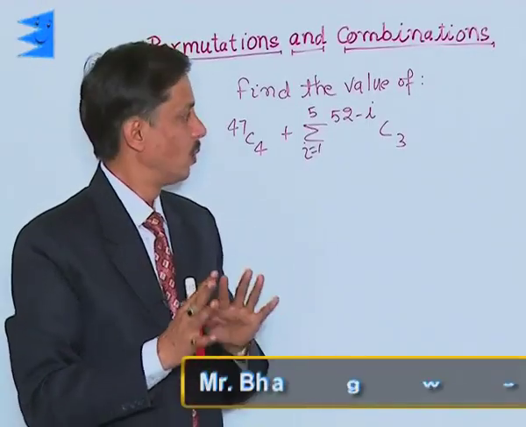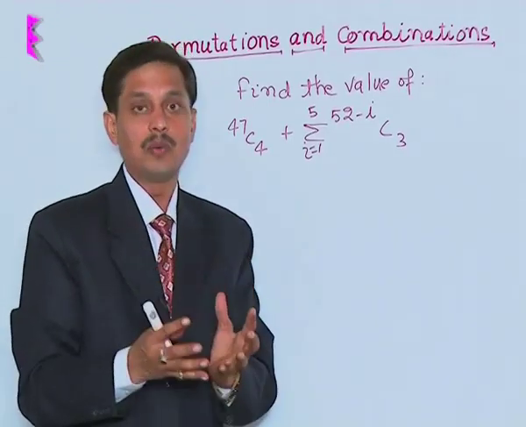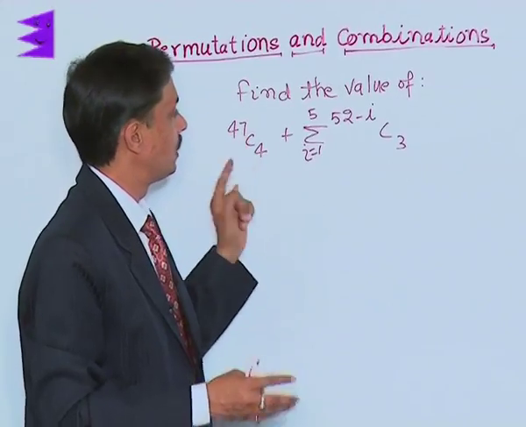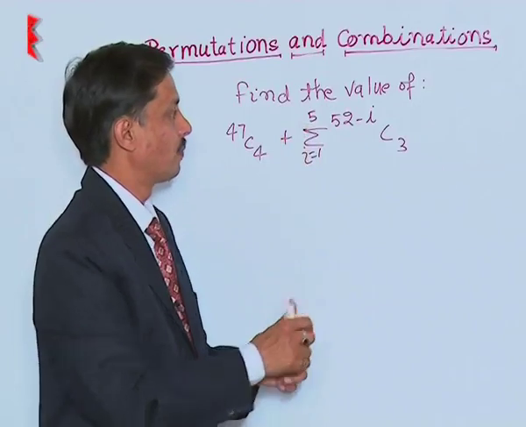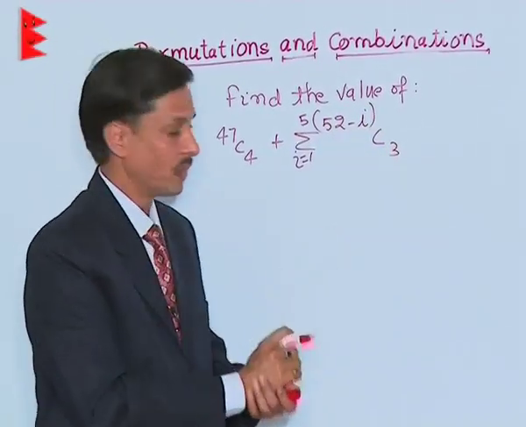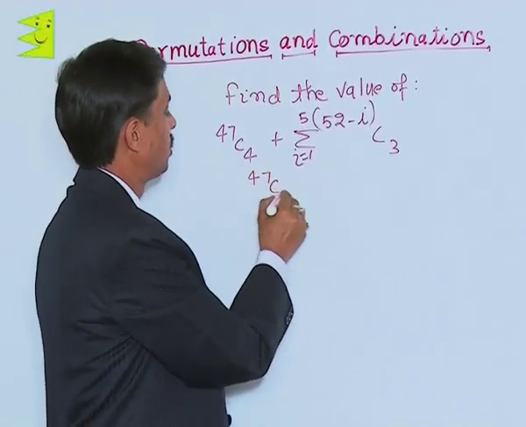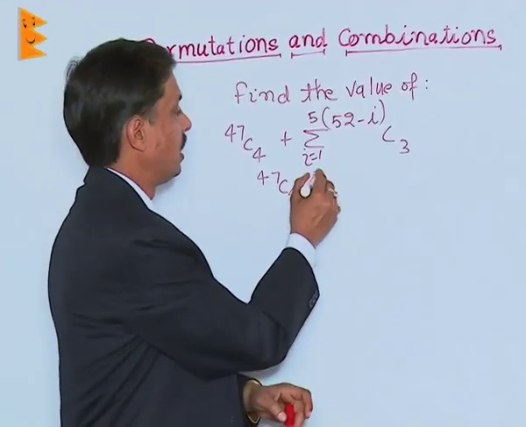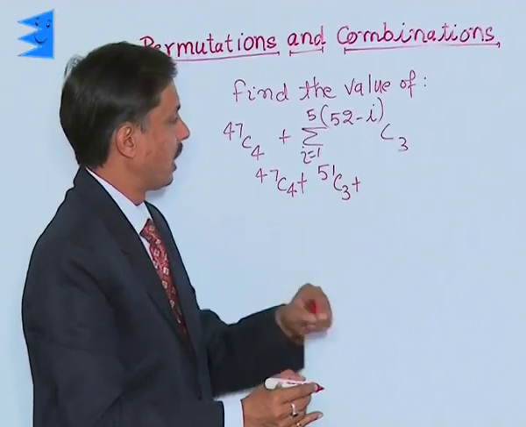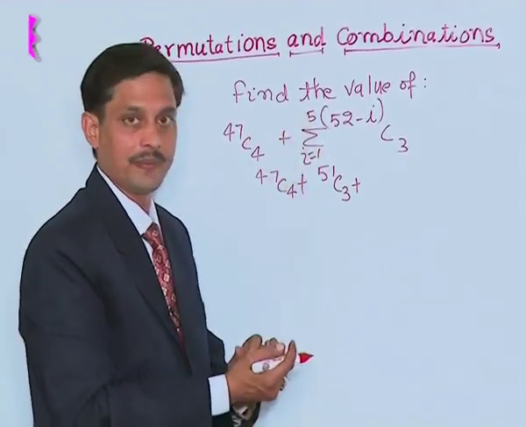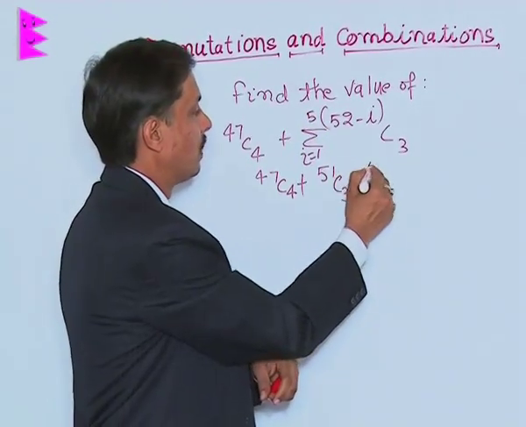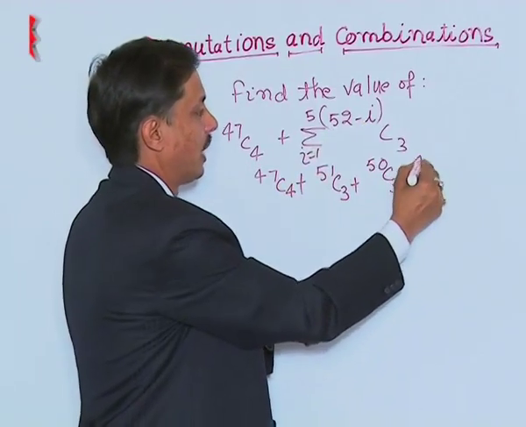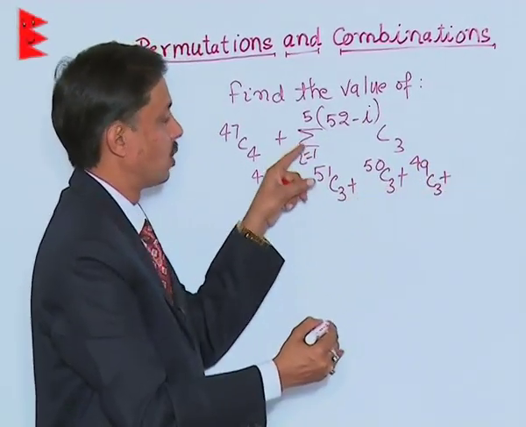Now I am taking a problem where we will see how the sum of a few combinations is calculated. The problem is: evaluate 47C4 plus sigma i equals 1 to 5 of (52 minus i)C3. So first of all I am writing 47C4 plus, if I take i equals 1, this will be 52 minus 1, that means 51C3. If I take i equals 2, as i is moving from 1 to 5, this will be 50C3. If I take i equals 3, it will be 52 minus 3, 49C3. And I am using the plus sign because it is sigma.